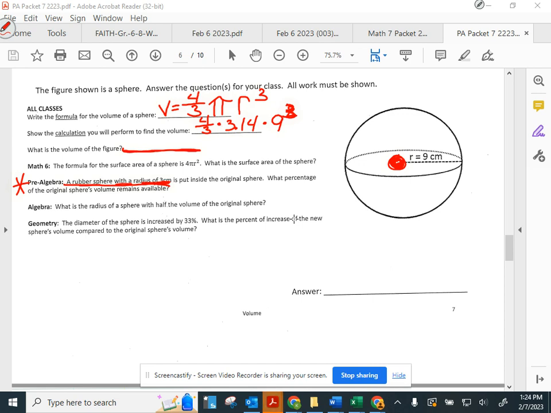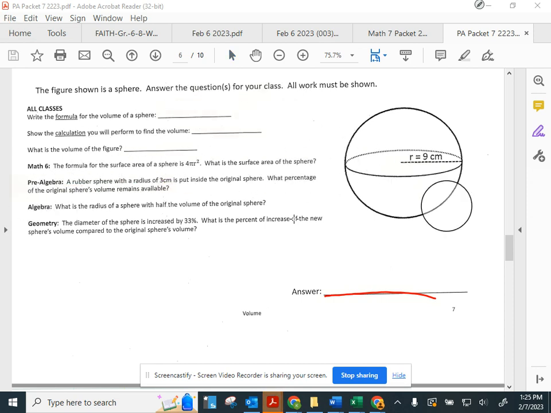So you're going to find the volume of the small rubber ball, and then what are we going to do to the original volume? Are we going to add it to it? Or are we going to subtract it out? We're going to subtract out that small rubber ball so you know what's left. And that answer goes down here. Next page.